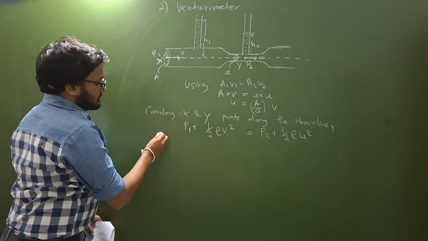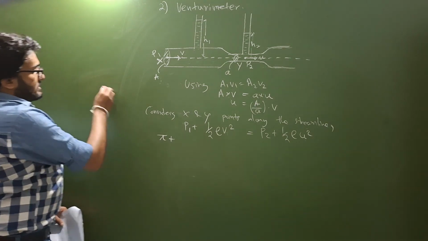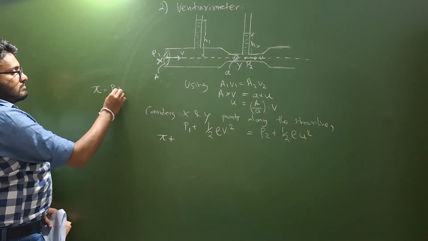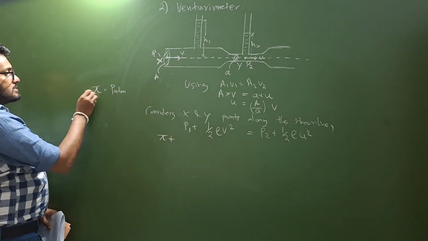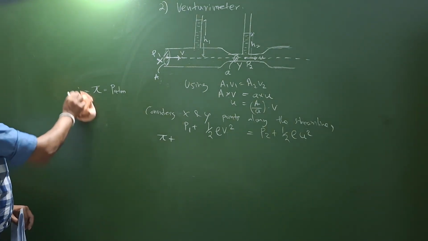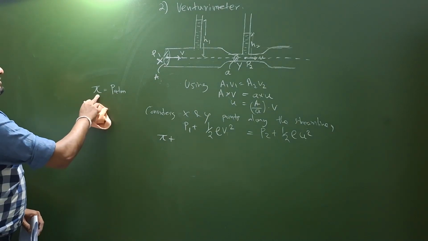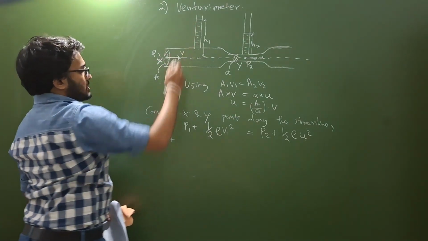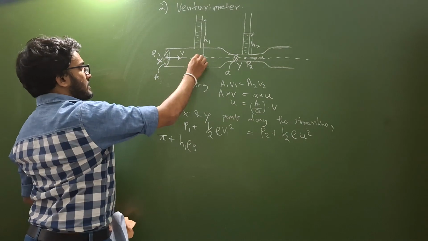So P1 is atmospheric pressure plus H rho G. Pi is a term used to denote atmospheric pressure, so PATM is equal to pi. Sometimes students take it as P naught, but it is not good to use P naught. Either you can take PATM or pi. Pi is easy to write. So pi plus H1 rho G is the pressure at this point.